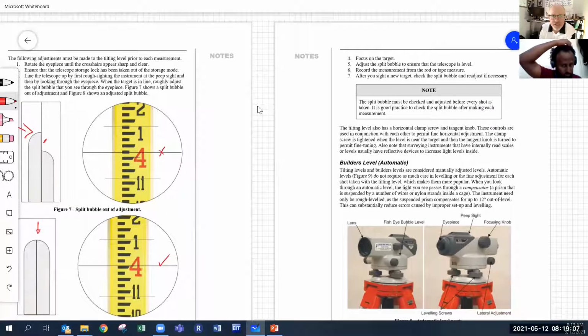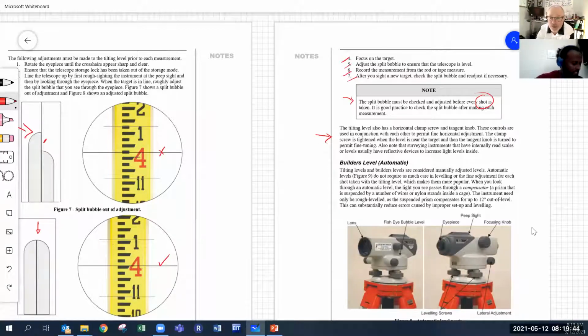Then they give you another list. Four, focus on the target, adjust the split bubble to make sure it's level, record the measurement from the rod or tape, and after you sight a new target, check the split bubble and readjust if necessary. This split bubble, if you have one that has this split bubble, has to be checked and adjusted before every shot, always, okay? And then they talk about fine adjustments.